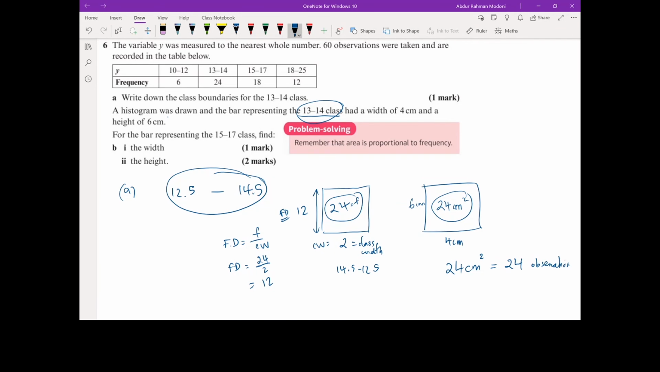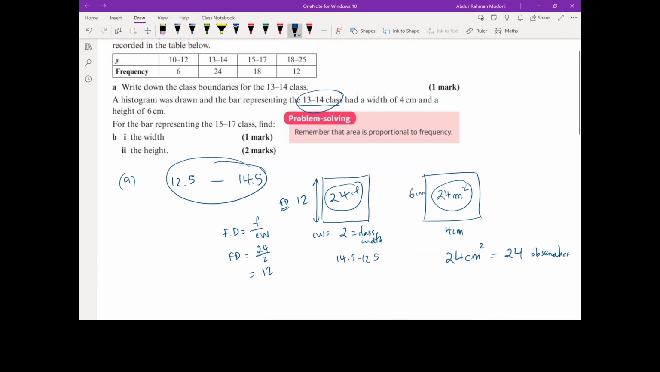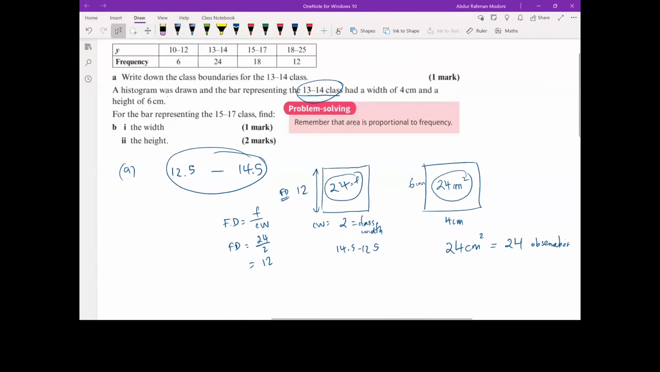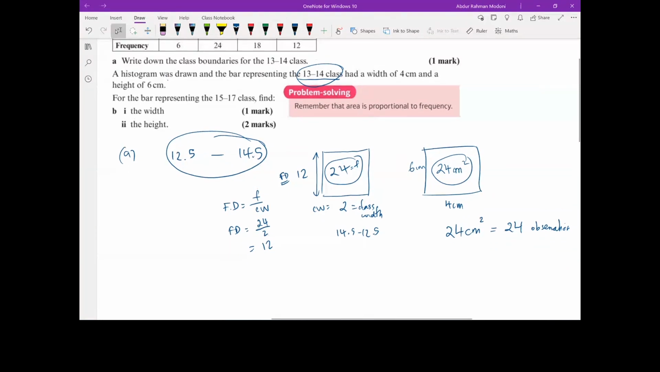So let's go and take a look at the actual question here. The question goes on to say for part B, for the bar representing the 15 to 17 centimeter class, find the width and the height. So for part B, I will do a similar thing. So this was necessary. All of this I used to simply work out this, which I'm then going to use for part B.